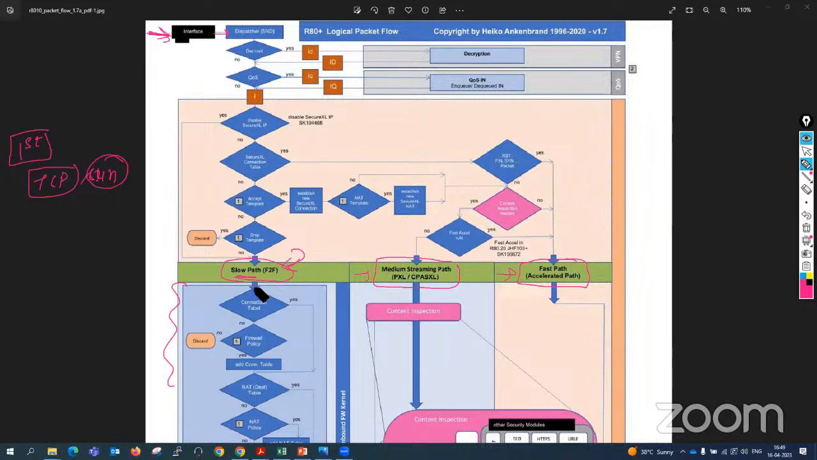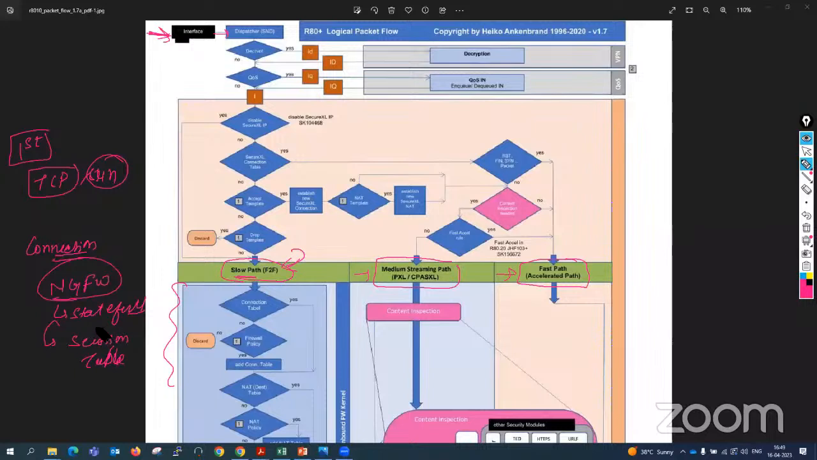But if it's not a first packet, that means there has to be one entry in the connection table, right? Now you know what is connection table. When we talk about the next generation firewall, they all work with stateful inspection, right? What do you mean by stateful inspection? These firewalls are creating one session table, right? They are creating what, a session table.